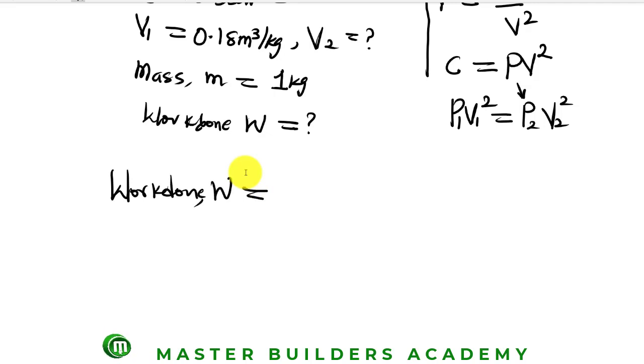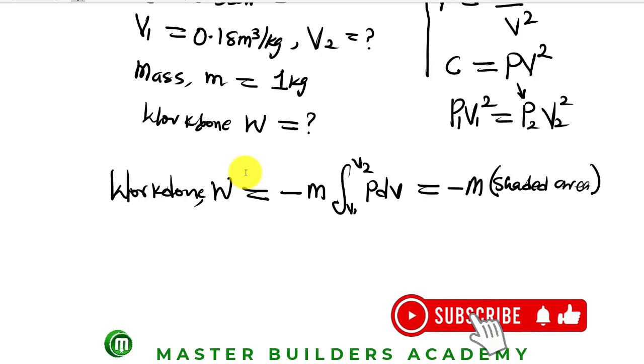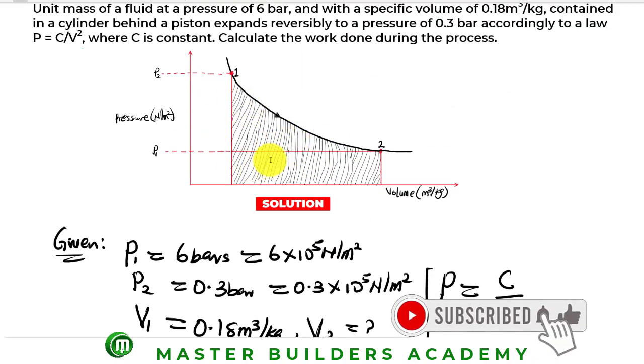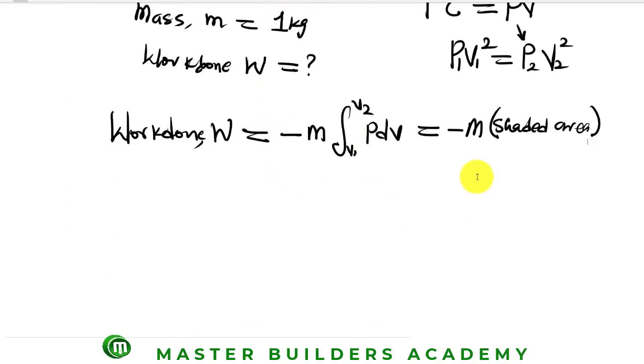W is given as negative M integral V2 V1 P dV, which is equivalent to minus M into shaded area, which is the area of the shaded portion, minus M multiplied by the area of the shaded portion. So it is the area of this shaded portion that when we multiply it by this M, we'll be able to get the work done.